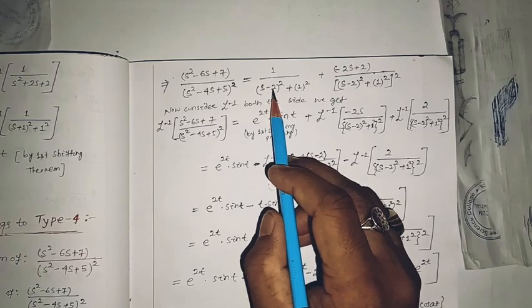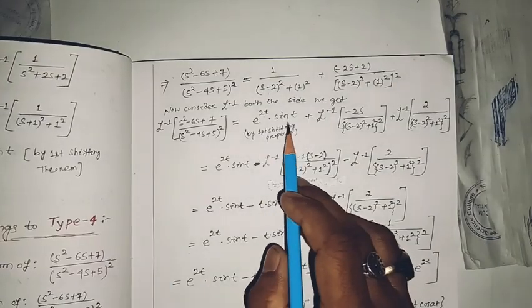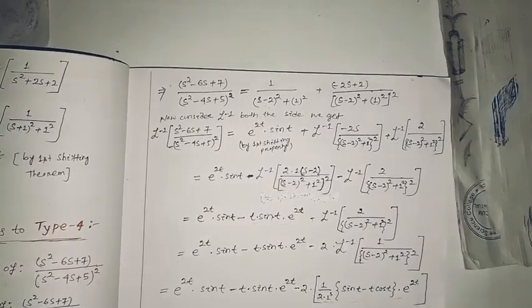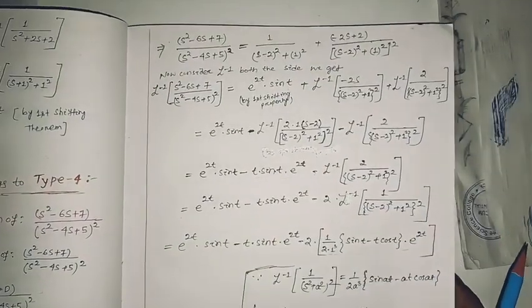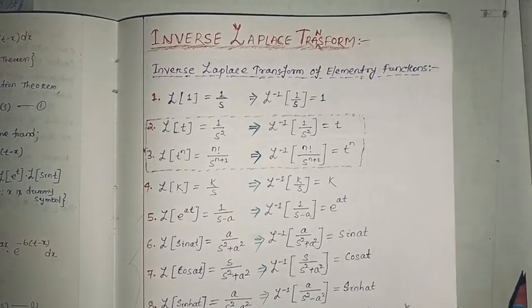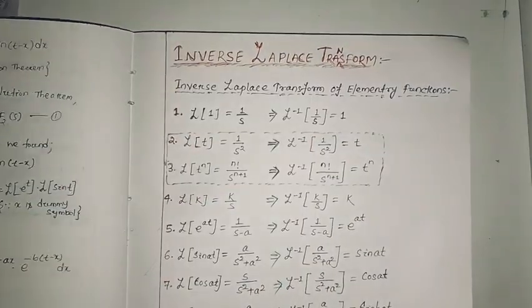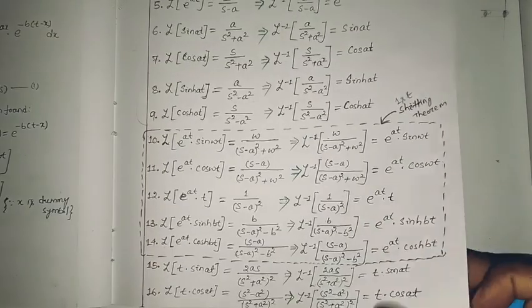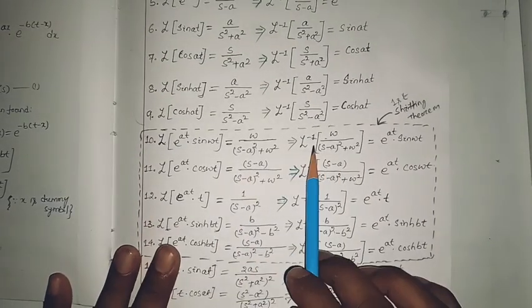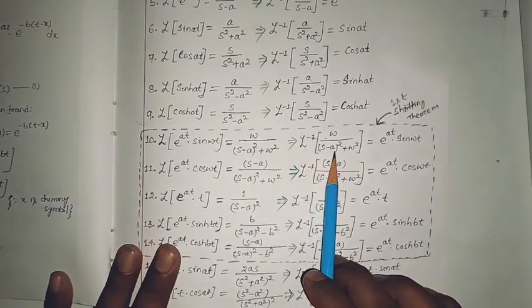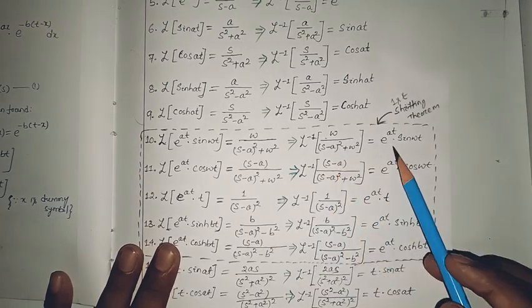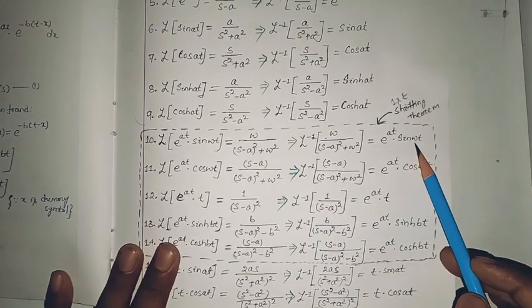A will be 2, so e to the power 2t. Okay, so e to the power 2t sin t will be the answer by using the first shifting theorem. You can also check your notes where I discussed the inverse Laplace transform of 16 formulas or 16 functions. Here you can see the inverse Laplace transform of omega by (s minus a) whole square plus omega square equals e to the power at sin omega t.